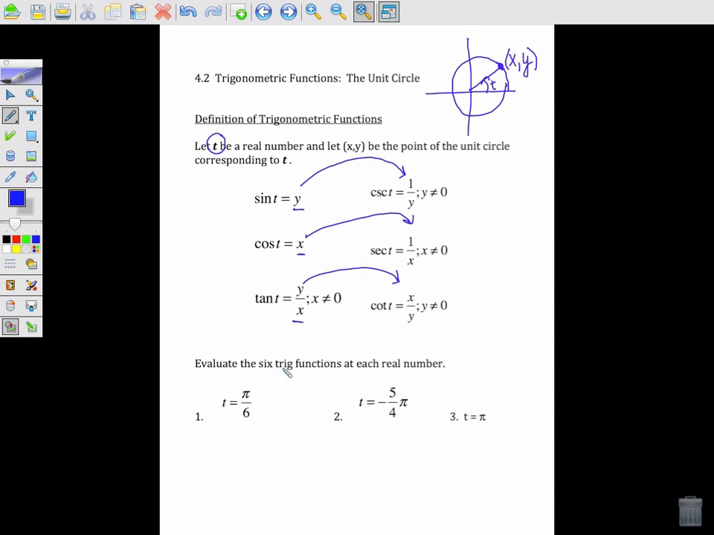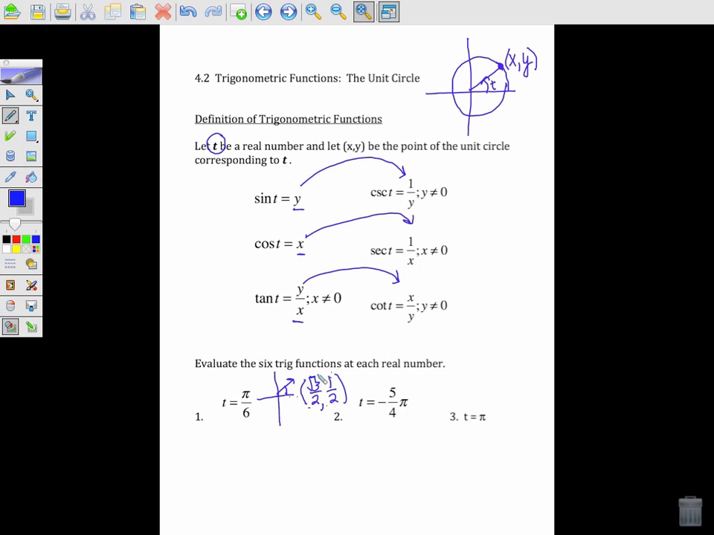The first one that we're going to look at is pi over 6. So what we know about the ordered pair at pi over 6, this is your angle pi over 6. It's a 30-degree angle. And the ordered pair that corresponds to that is (root 3 over 2, 1/2). That's the ordered pair that goes with it.